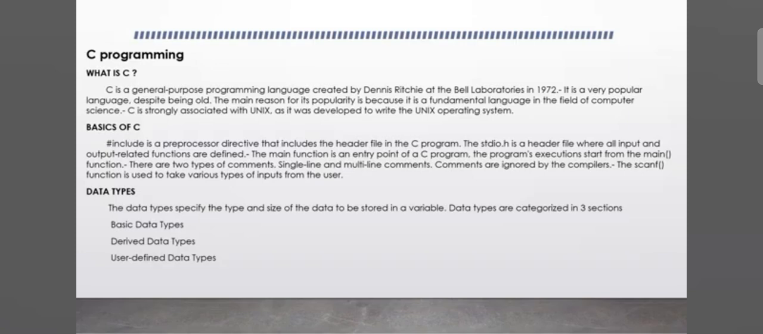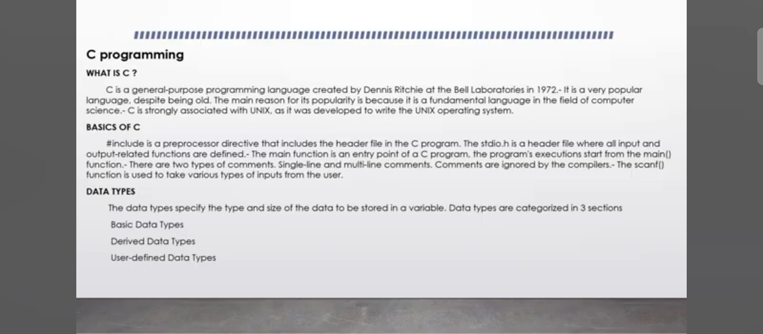Basics of C. #include is a preprocessor directive that includes the header file in the C program. stdio.h is a header file where all input and output related functions are defined. The main function is an entry point of a C program. The C program's execution starts from the main function.